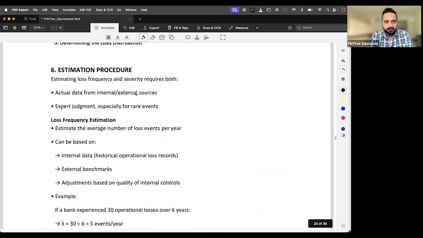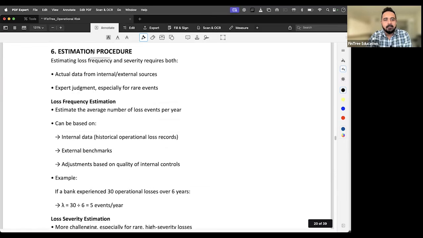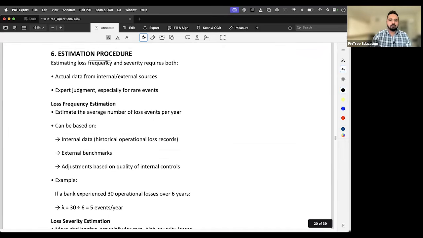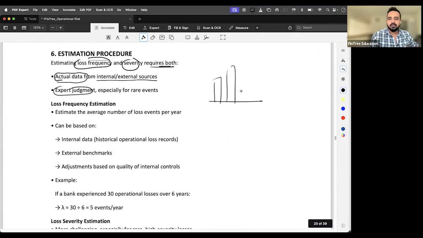That's it. Then finally, step 6, determine the estimation process. Actual data. Now you have estimated loss frequency and severity, but you require actual data to build that distribution from internal or external sources, but you also need expert judgment. That means, hey, how will I get my Poisson distribution? Where will that come from? How will I get my loss severity distribution? I need some data to work with, right? So either internal data or external data, or even judgment for that matter.